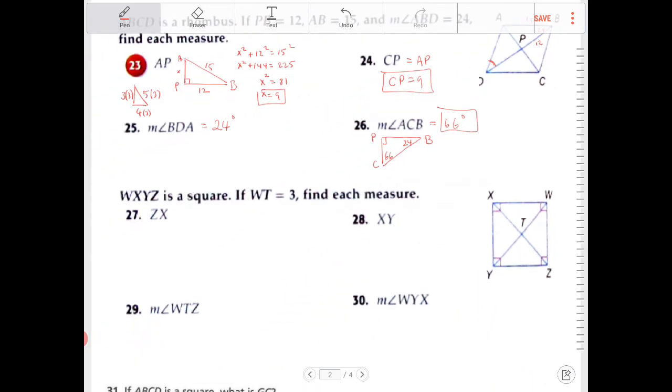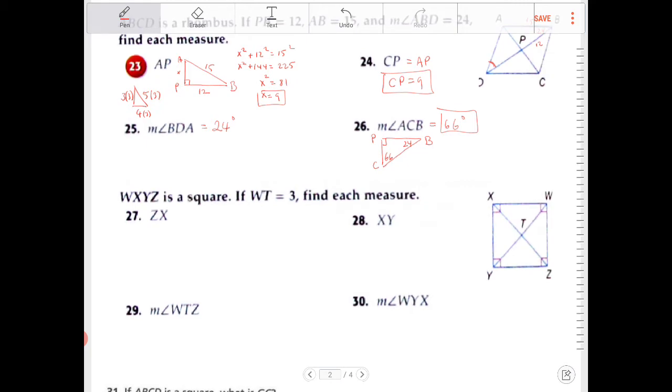Okay. WXYZ is a square. If WT is equal to 3, find each measure. So if this is 3, ZX is the diagonal. A square is also a rectangle, and it's also a rhombus. It's the two of them together. If that's the case, then the diagonals that are bisected are going to be the same. The full diagonal is going to be 6. So therefore XZ must equal 6.